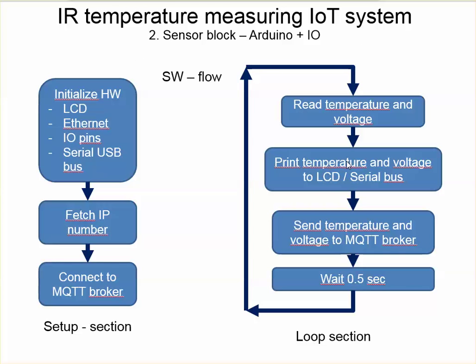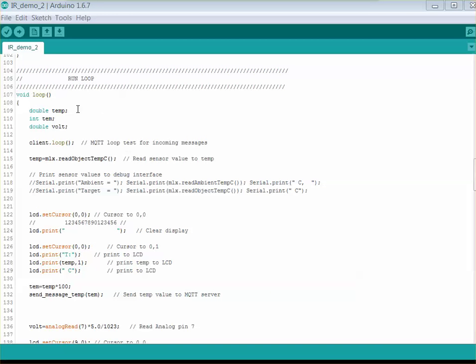First we read the temperature and print and so on. Here's our run loop. First we define some variables. You also have to remember that we have to call this client loop function all the time. This keeps the receiving messages tracked in real time.